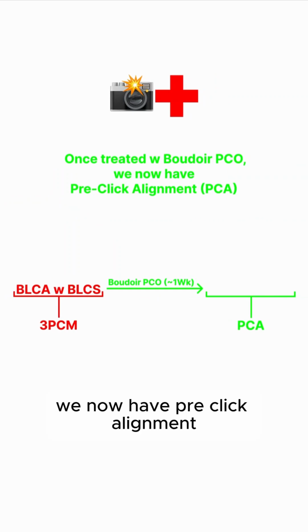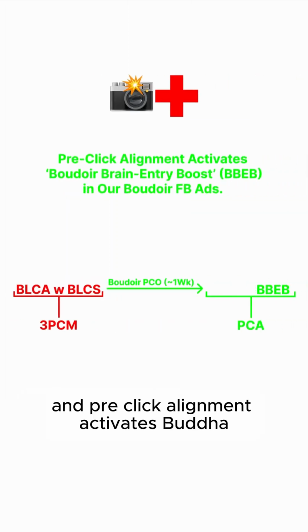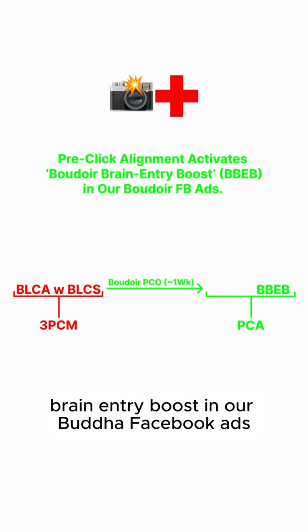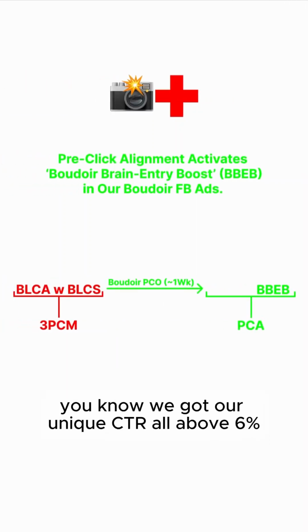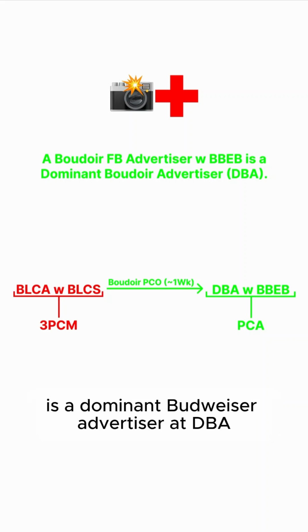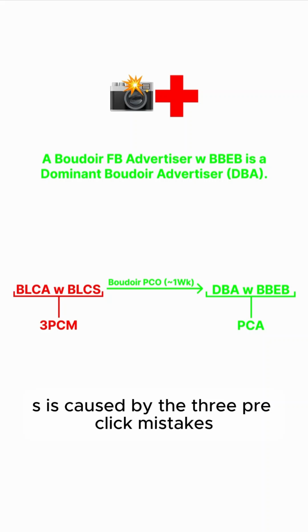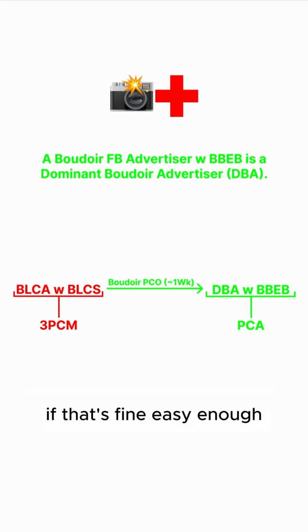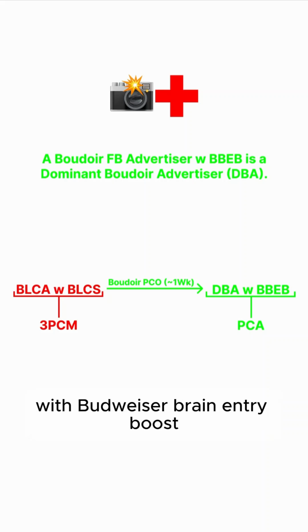Now, once treated with Boudoir Pico, we now have pre-click alignment. So we get rid of the 3 pre-click mistakes, and we now have pre-click alignment. And pre-click alignment activates Boudoir brain entry boost in our Boudoir Facebook ads. And this is basically, we've got our unique CTR all above 6%. And a Boudoir Facebook advertiser with Boudoir brain entry boost is a dominant Boudoir advertiser, a DBA. So we've got our full universe here. A BLCA with BLCS is caused by the 3 pre-click mistakes. That's fine, easy enough. Treated with Boudoir Pico, it takes about a week, and we achieve pre-click alignment. We become a dominant Boudoir advertiser with Boudoir brain entry boost.